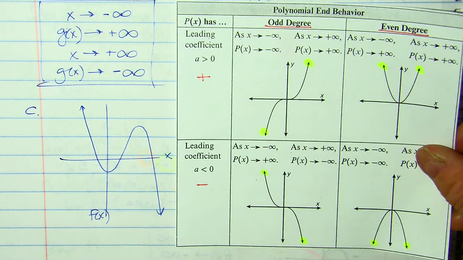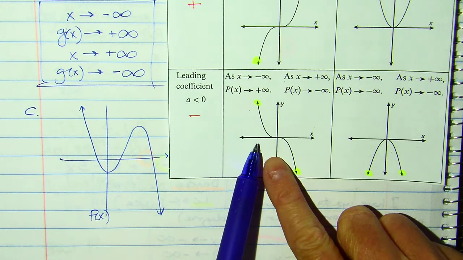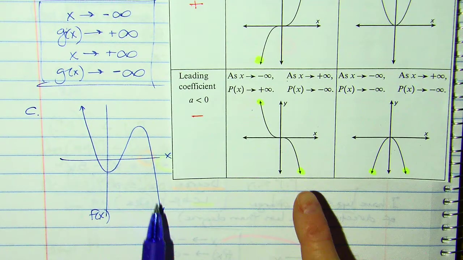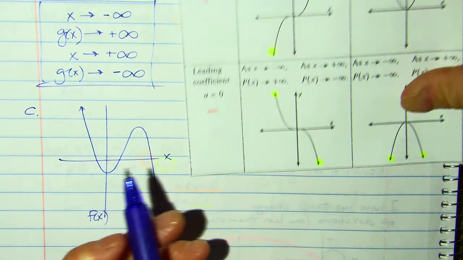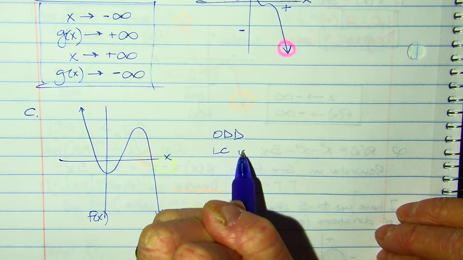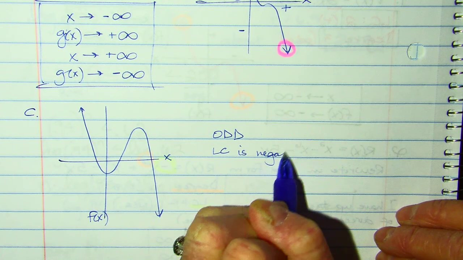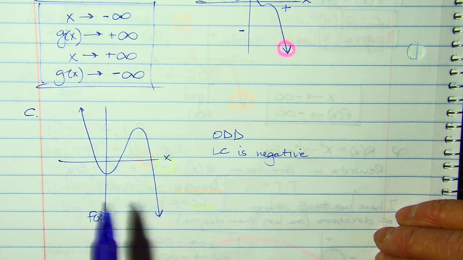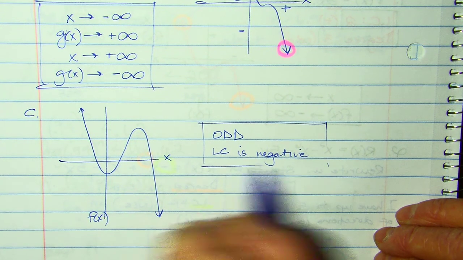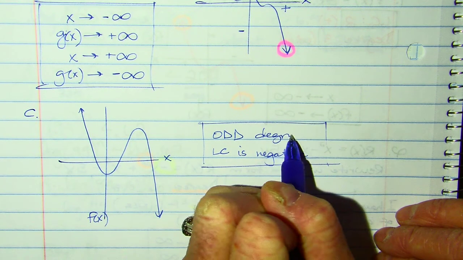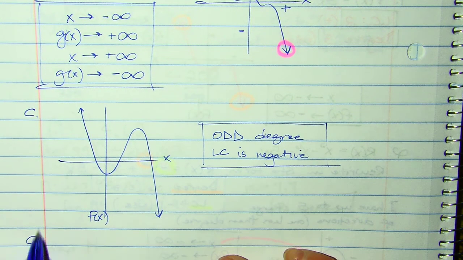And this one matches the graph down here, right, where the left is up and the right is down. So I know my leading coefficient is negative. And that is all it asked for on that one.